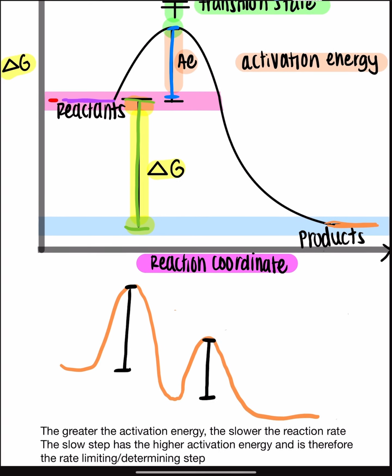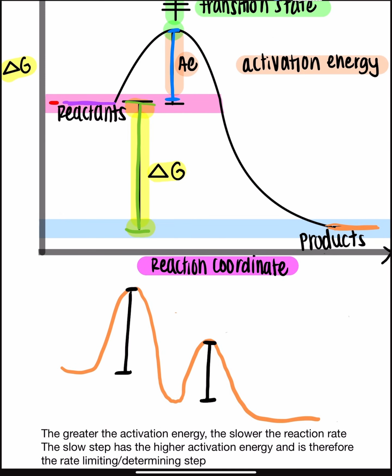Okay, so going on to the bottom. Sometimes you'll see these diagrams and they'll have multiple transition states, as denoted here, and they'll ask which one is the slow step, which one is the fast step, what is the determining step. So just get this straight. The slow step is the one that has the highest activation energy. I tried to make it as obvious as possible. This is the one, in this case, that has the highest activation energy.